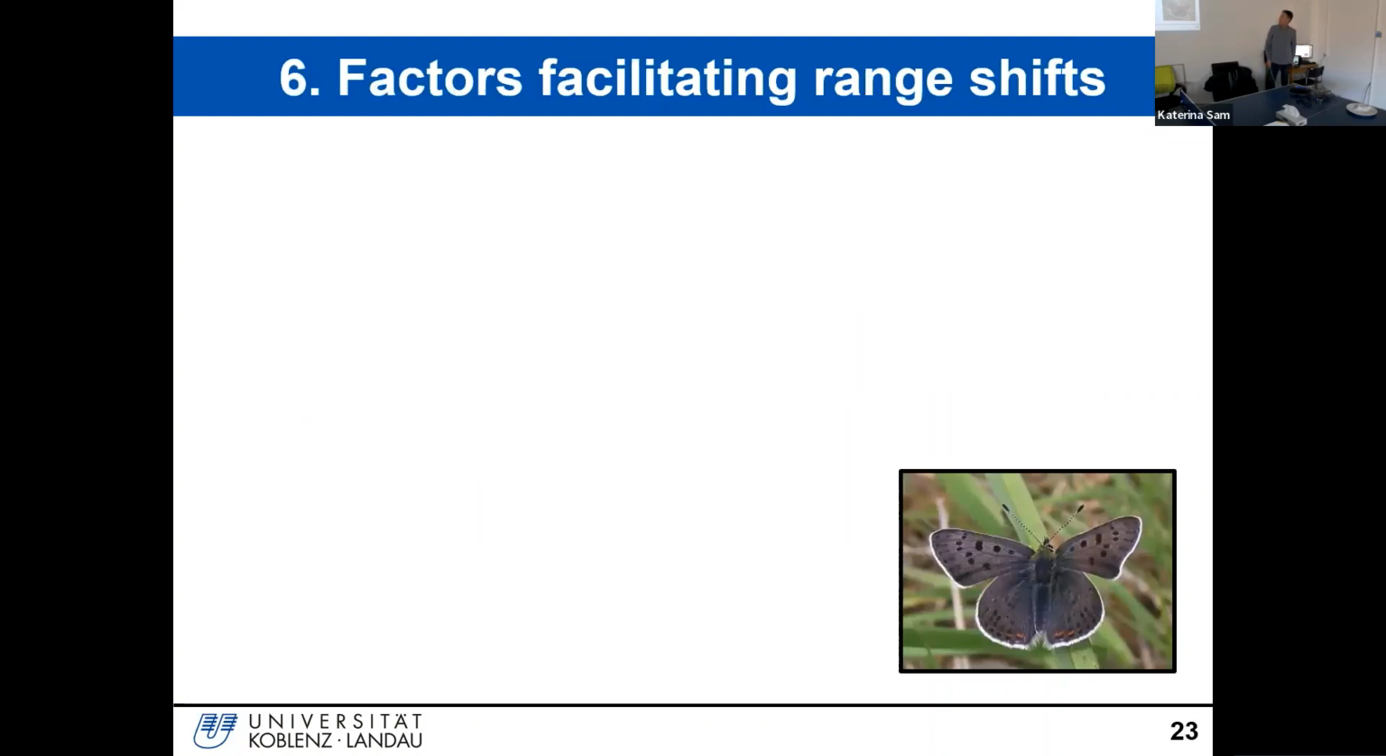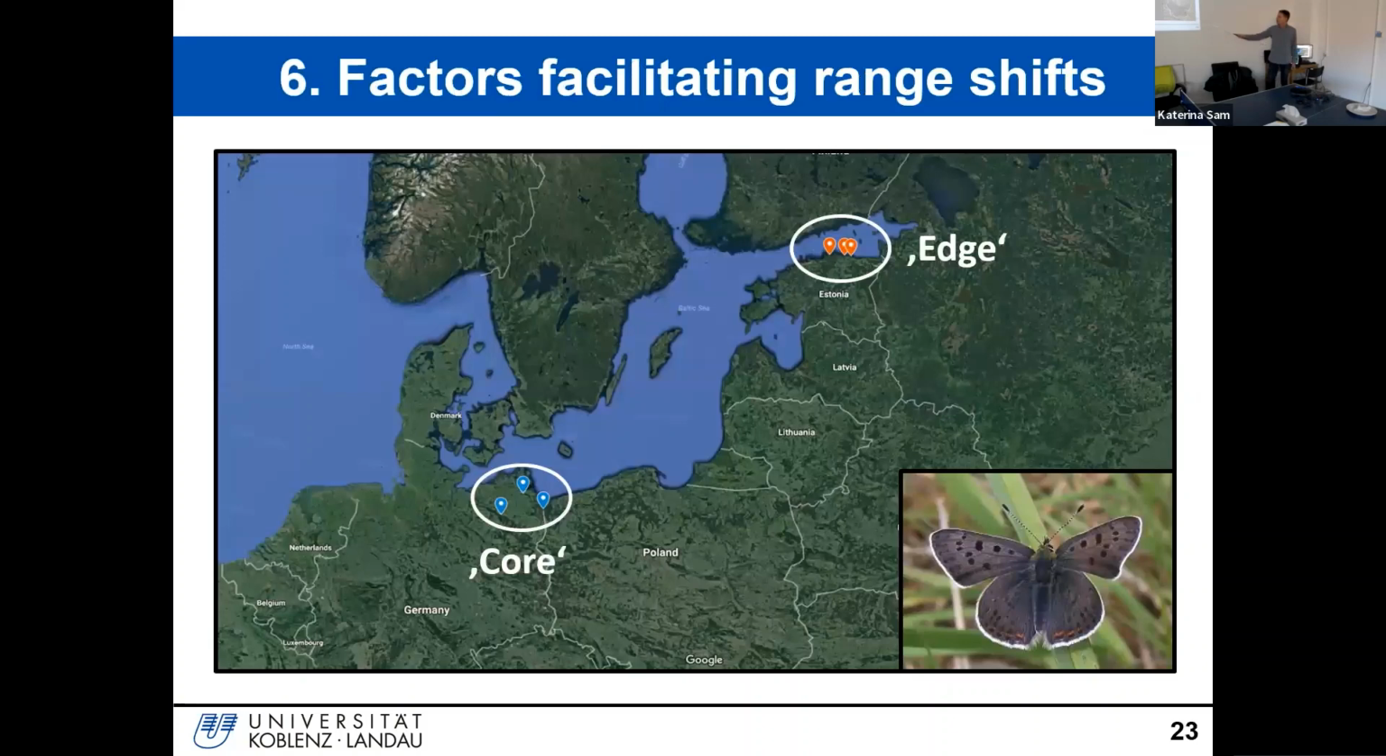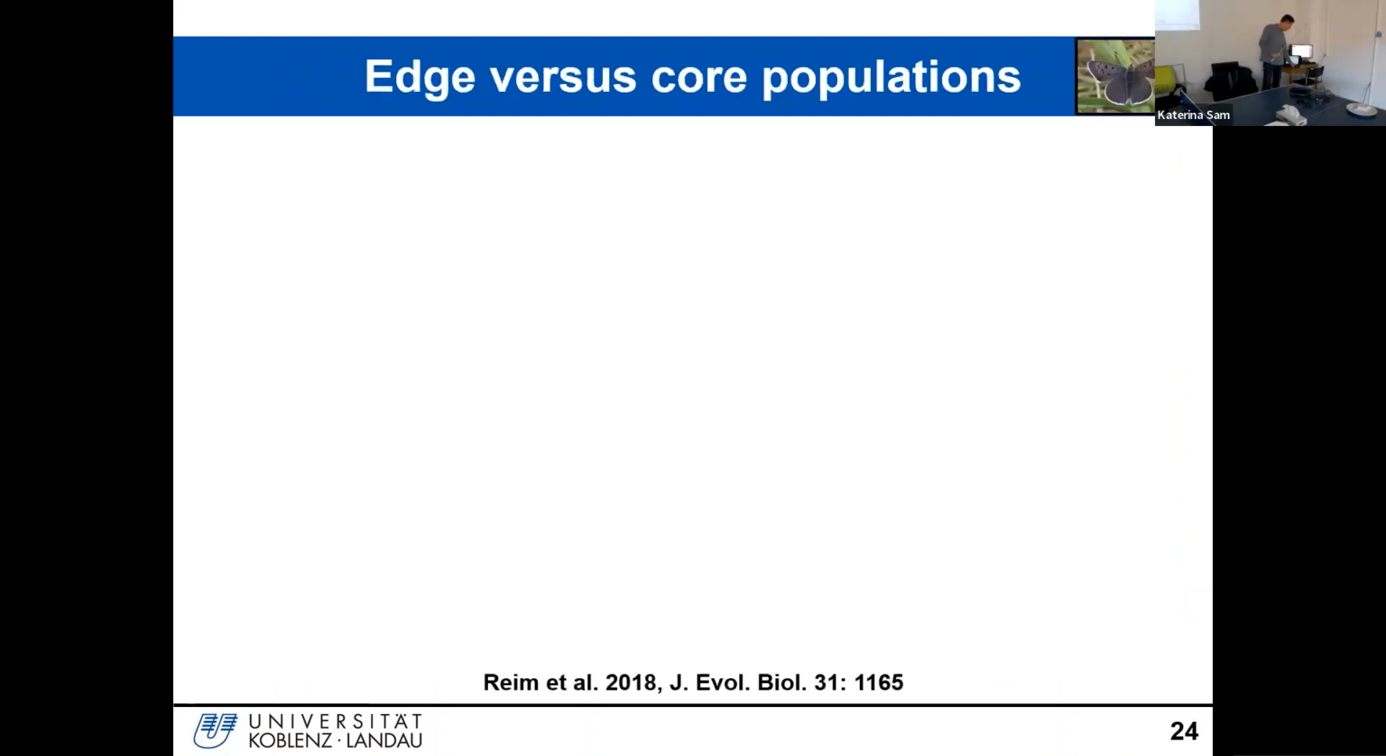So, factors facilitating range shifts. I told you this species is currently spreading northwards. And what we did here is we collected populations from core populations in northeastern Germany, and also replicated populations in northern Estonia. These populations had been established about 2 years before we went there for sampling, so really newly established edge populations. And we were wondering whether the edge and the core populations would differ.